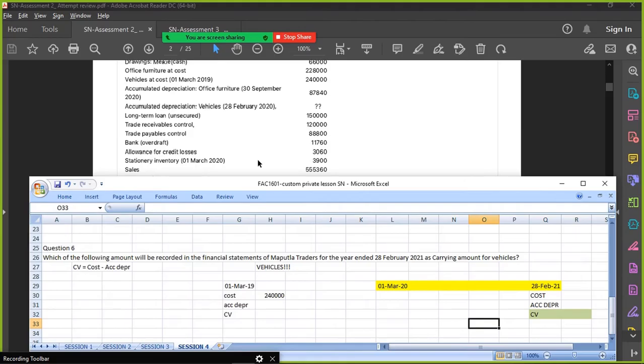that value. Okay, so all that I've got so far is the cost at that point in time. All right, then I've got accumulated depreciation on furniture, and I've got accumulated depreciation on vehicles, but that's a question mark, and that's 28 Feb 2020, which would have been here. So this accumulated depreciation, you don't know.